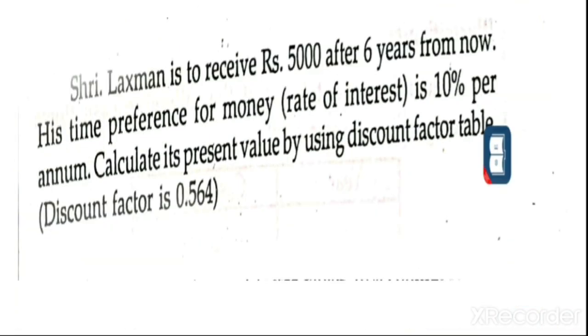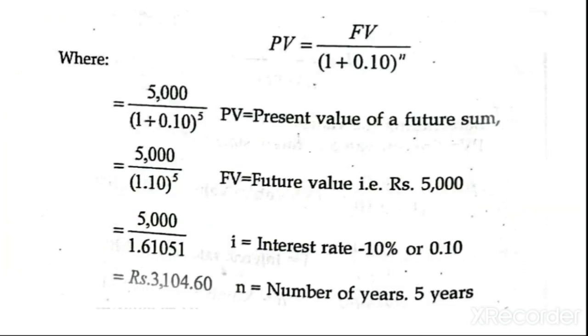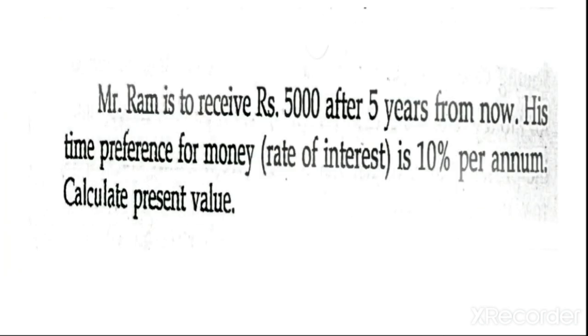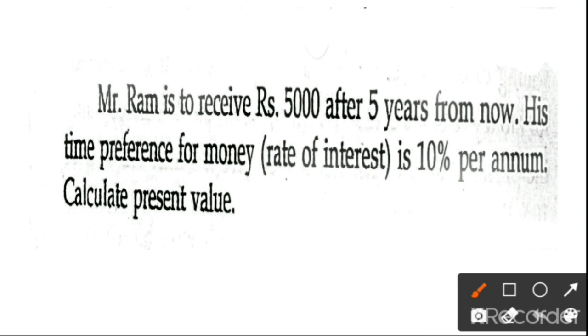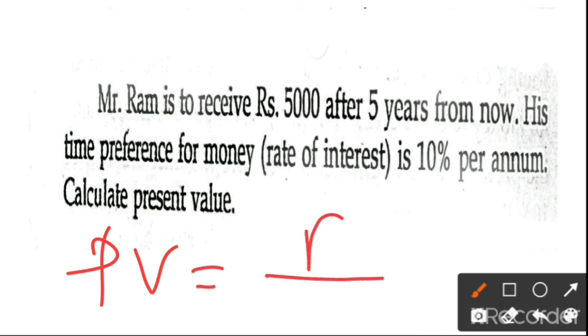In the previous class I taught you the single sum method. For example, Mr. Ram receives 5000 after 5 years from now. His time preference for money is at the rate of 10% per annum. This is not a series problem, it is a sum method, a single method. In that case we calculate the present value using this formula: present value is equal to future value divided by 1 plus r raised to n.